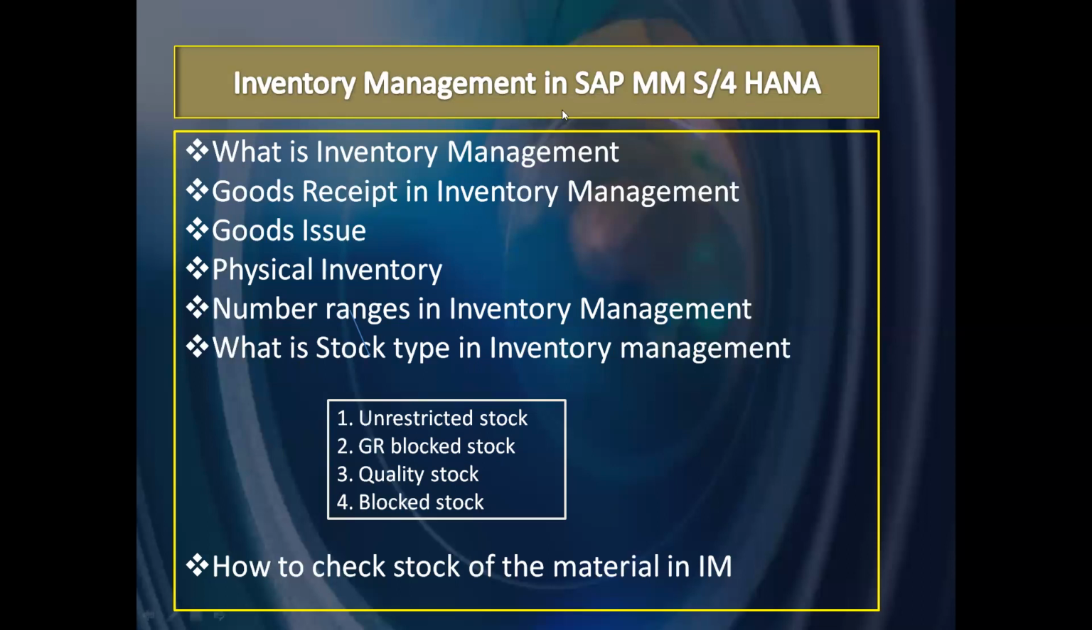In the next session, I will start showing how to do the goods receipt, goods issue, and physical inventory, how we can define the number ranges, and how we can move the stock from GR block stock to unrestricted, or how we can directly take it into the unrestricted stock. How can we move from quality to unrestricted? How can we move from quality to blocked? Okay. And how can we check the stock of the material? Most importantly, we will see how we can do the goods receipt, because goods receipt can be done with reference to a purchase order, or without reference to a purchase order also. And we can do it with reference to a production order also.